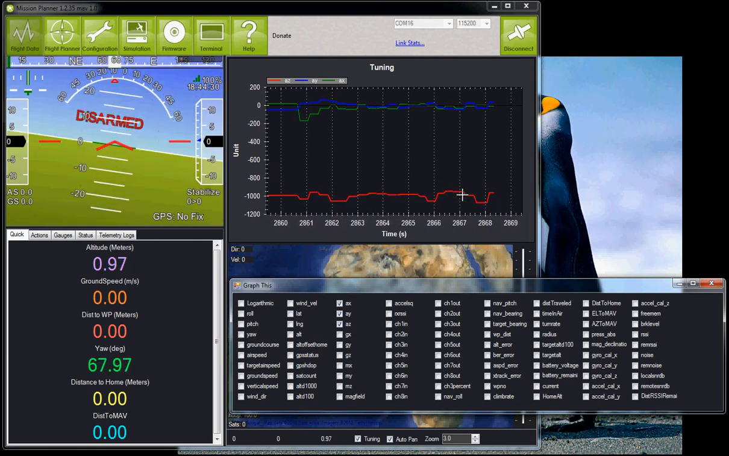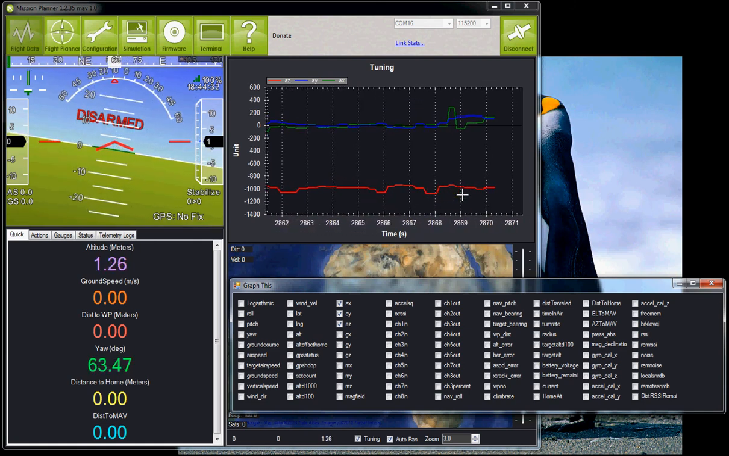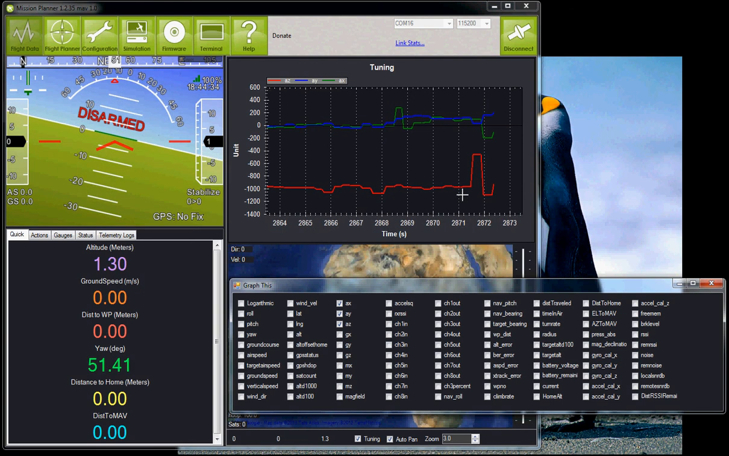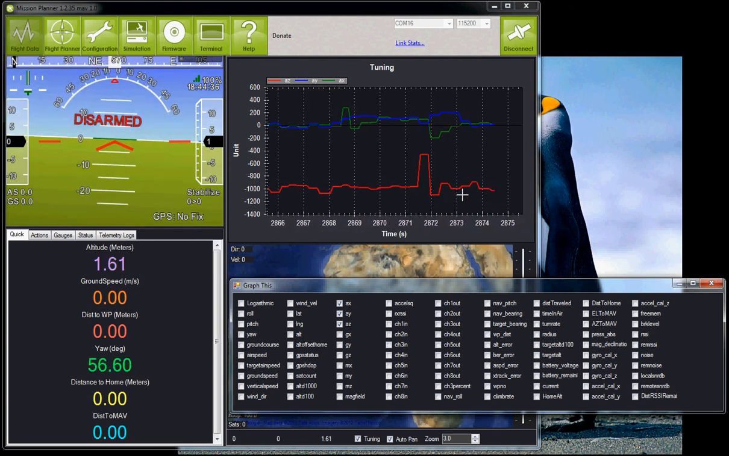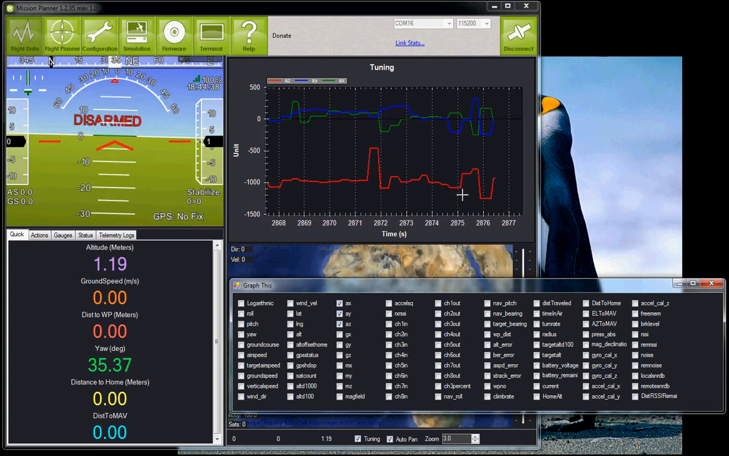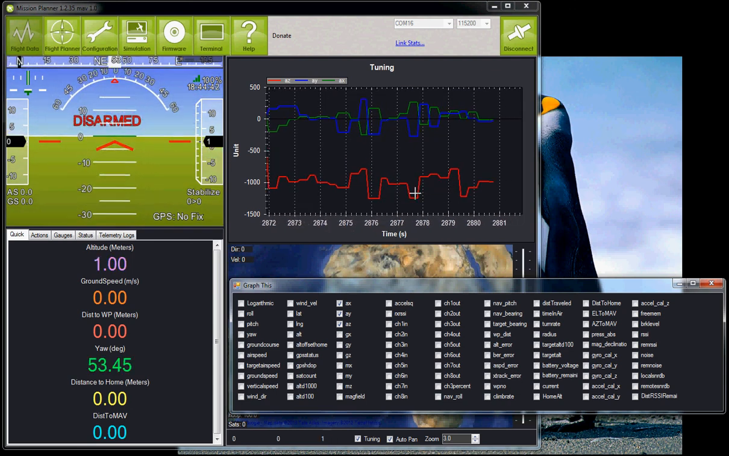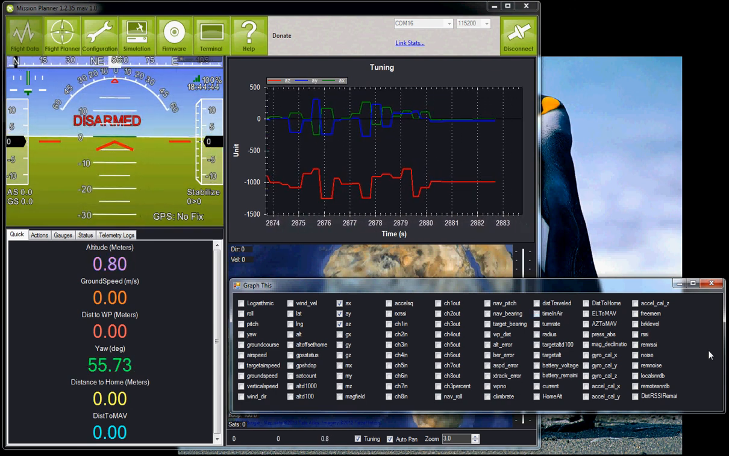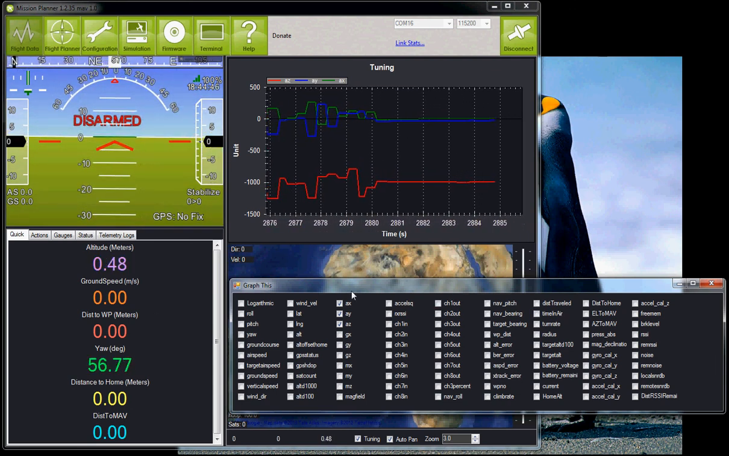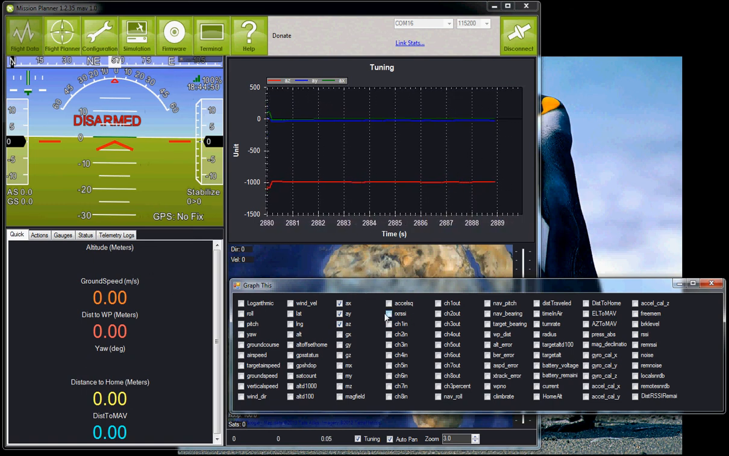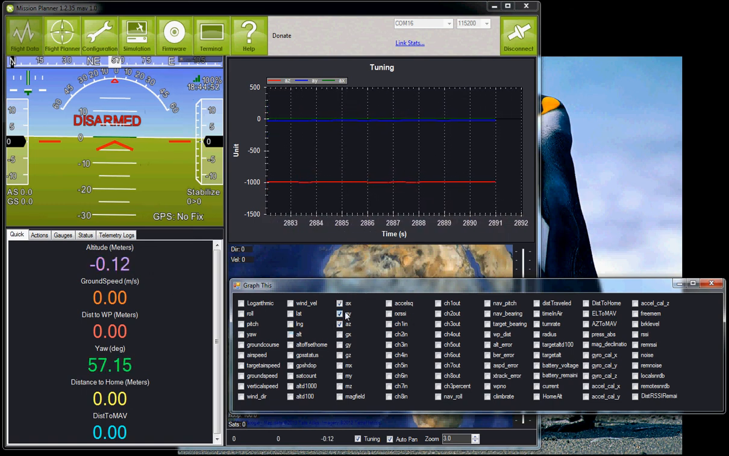I'll lift it up half a meter. Get it back down. Lower it half a meter. Raise it back up. Anyway, you can see that it's not jumping around hardly at all. So this is a normal situation. For the people who are having problems with altitude jumping around, I'd like to see what they see when they follow these same steps.